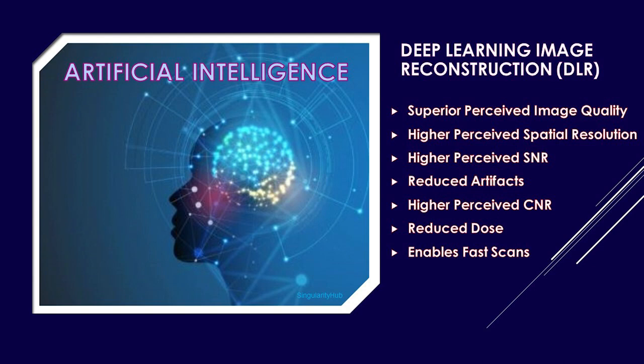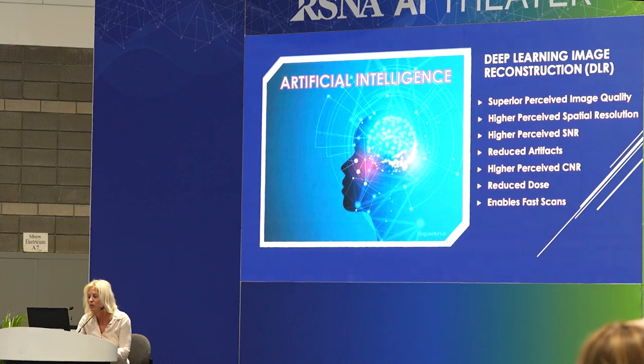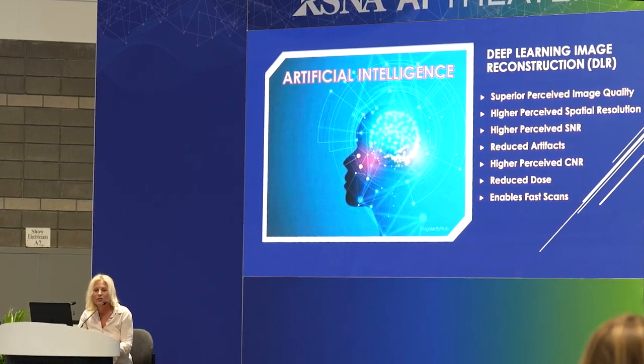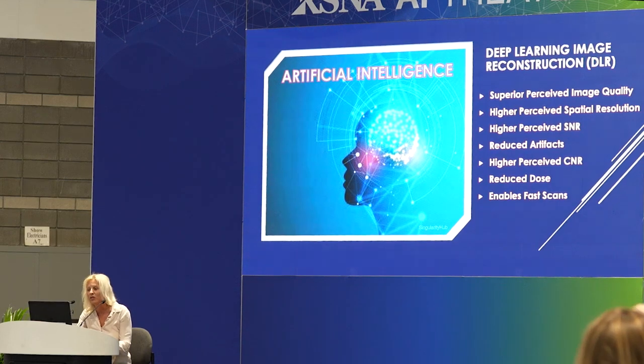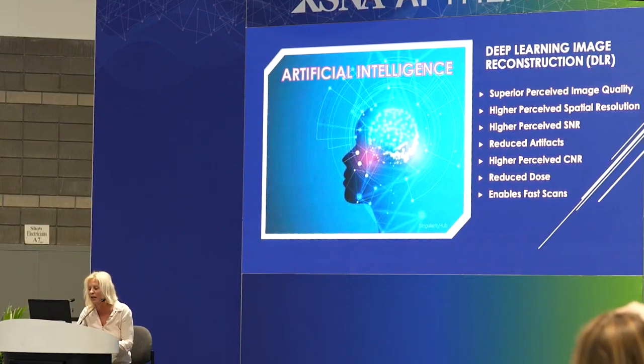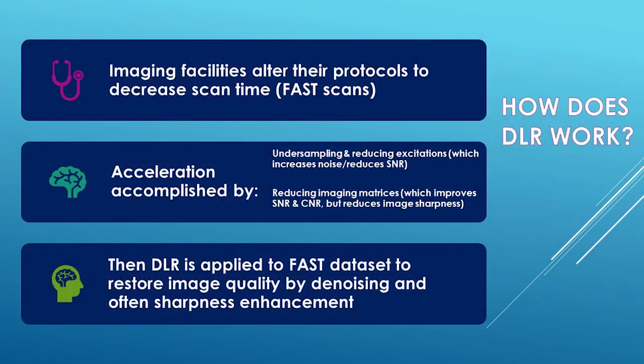So what is deep learning for image reconstruction? Well, this is an AI tool that allows superior perceived image quality, higher perceived spatial resolution, higher perceived signal-to-noise ratio, reduced artifacts, higher perceived contrast to noise ratio, reduced dose, and it enables fast scans. So it turns out patients really don't like being in the MR scanner. 30% of patients have a significant anxiety reaction. So anything we can do to get them in and out faster is a very positive thing.